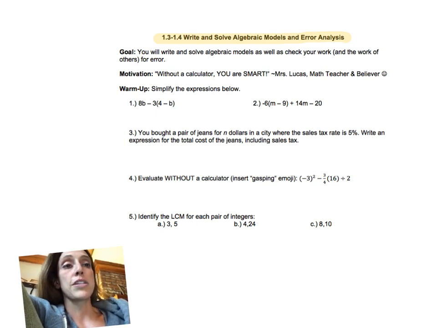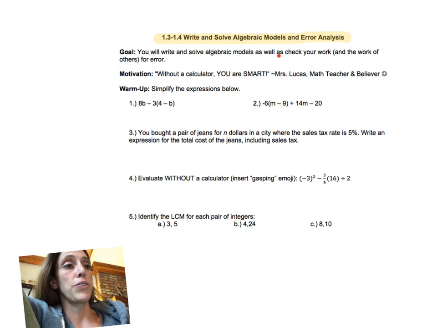Our goal for this lesson is to write and solve algebraic models, which we did a little bit of in the last section. We're also going to check our work and the work of some of our friends for errors. Our motivation is without a calculator. You're smart, but many of you lean on that calculator pretty heavily, and periodically our SAT scores show that our non-calculator skills aren't so strong. So I usually chase down non-calculator items pretty heavily. But you don't need a calculator.